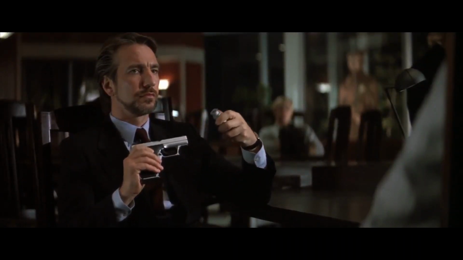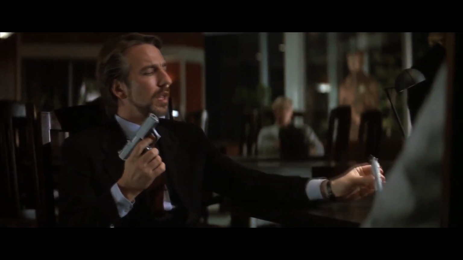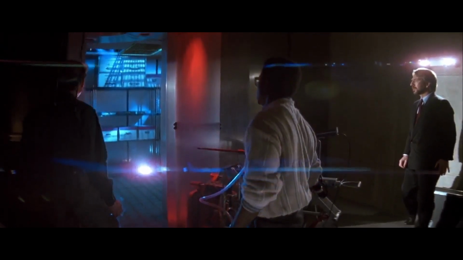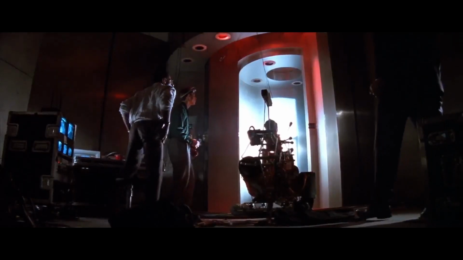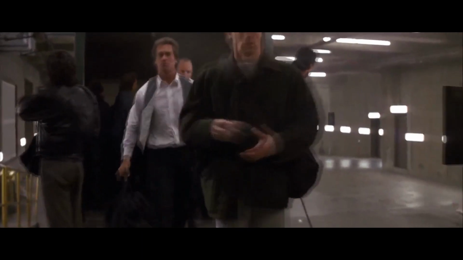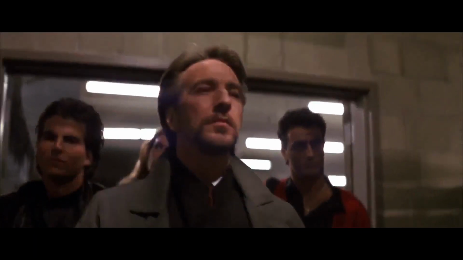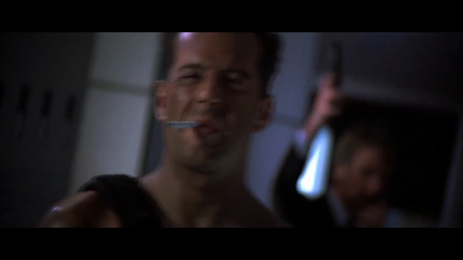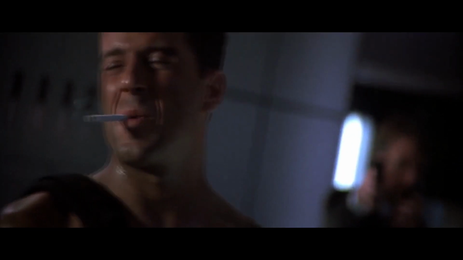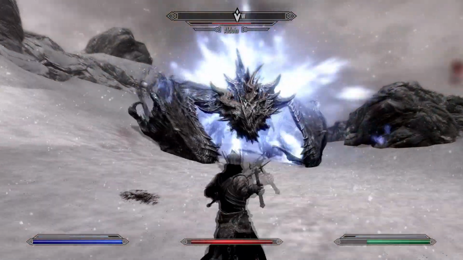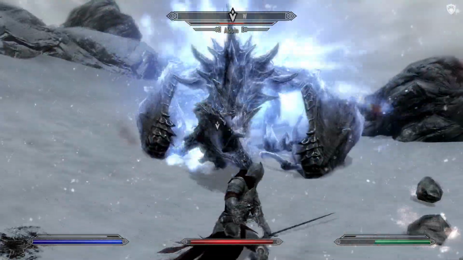Hans Gruber in Die Hard is also a flat character that's executed well. His goal is simply to obtain the valuables inside the vault of Nakatomi Plaza, and that's it. This doesn't mean he's unintelligent. Far from it. He has a meticulous plan that he crafted himself, and it very nearly succeeded. It's simply that the story didn't need him to be anything more than the mastermind who wants to make off with the riches. But round characters are the opposite of flat characters.